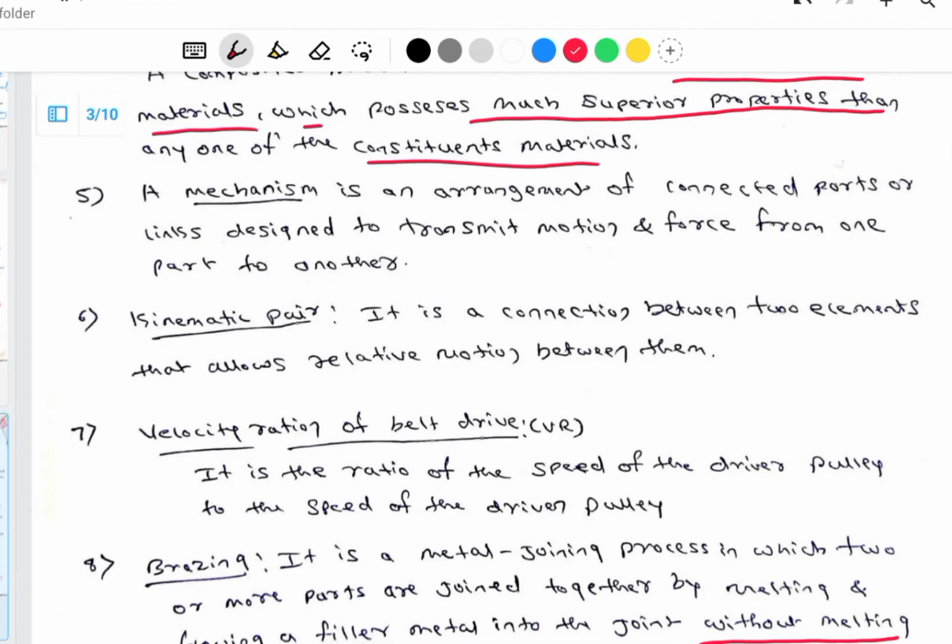So a mechanism is an arrangement of connected parts or links designed to transmit motion. So the important word here is what?